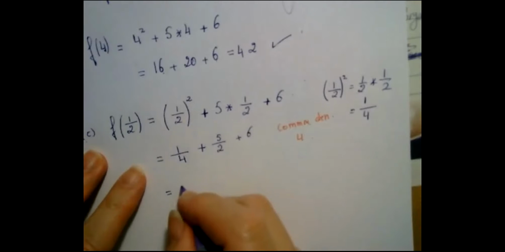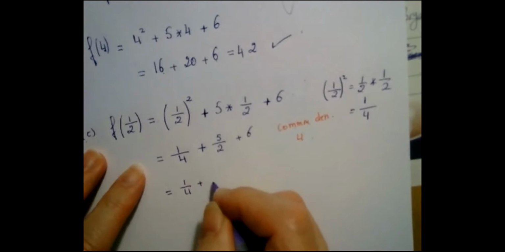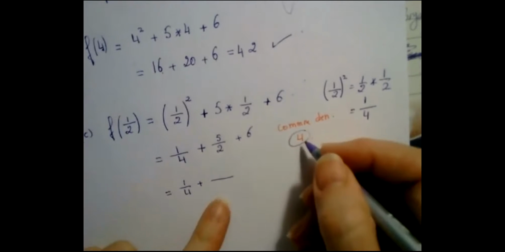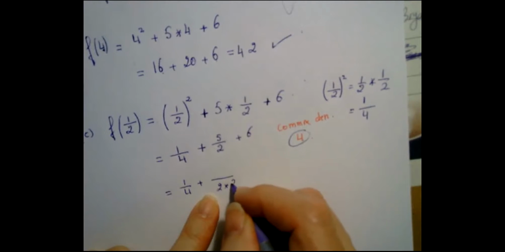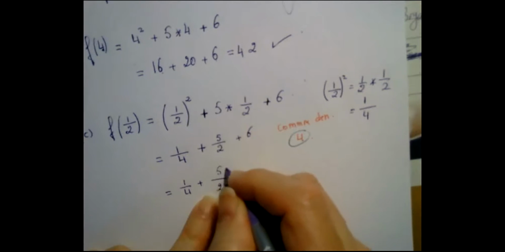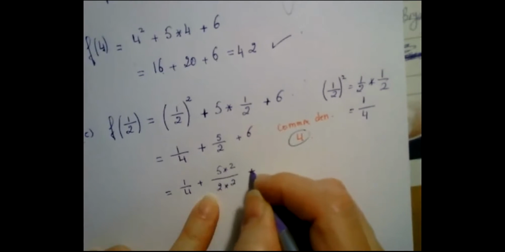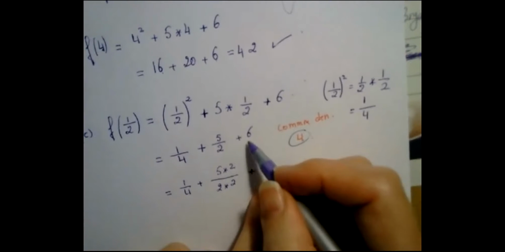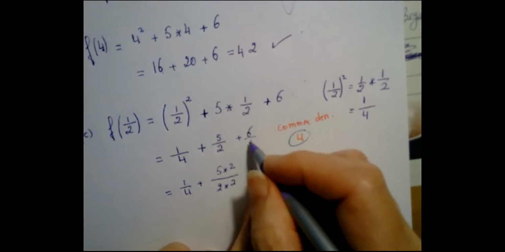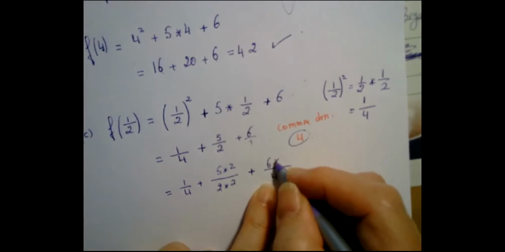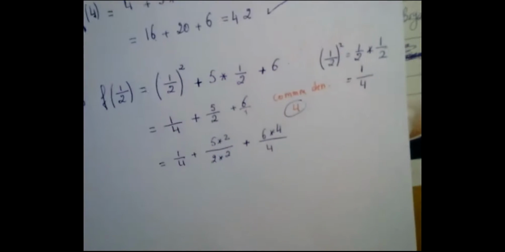Okay, 1/4, 1/4. Plus, the common denominator is 4. I have a 2. I have to multiply this by 2 to get a 4, so I have to multiply the numerator by 2. Plus 6. Again, I want a 4, so I have to multiply 1 by 4. So I have to multiply the numerator by 4.